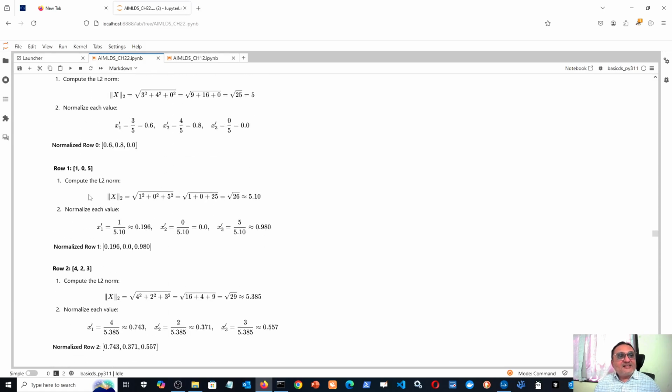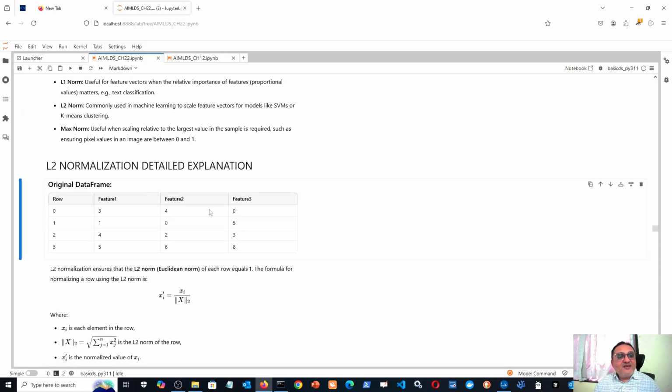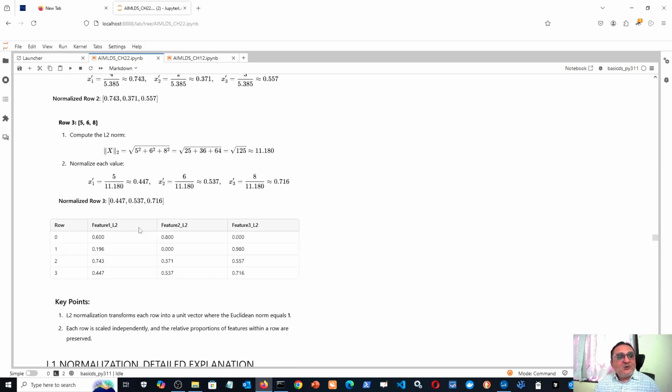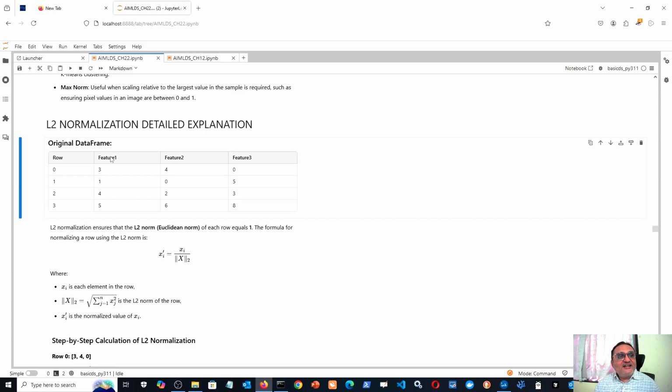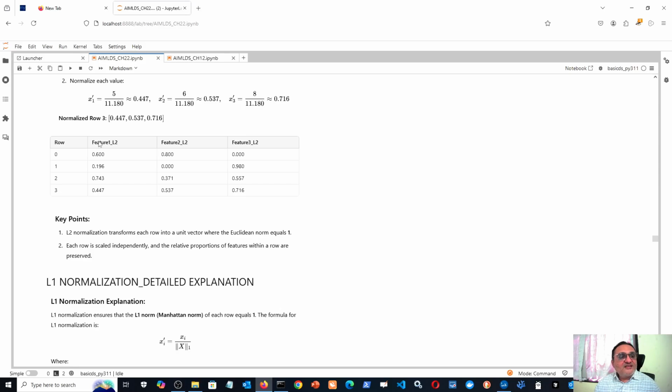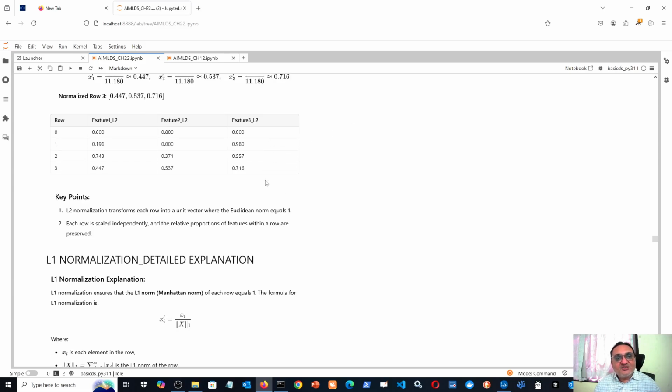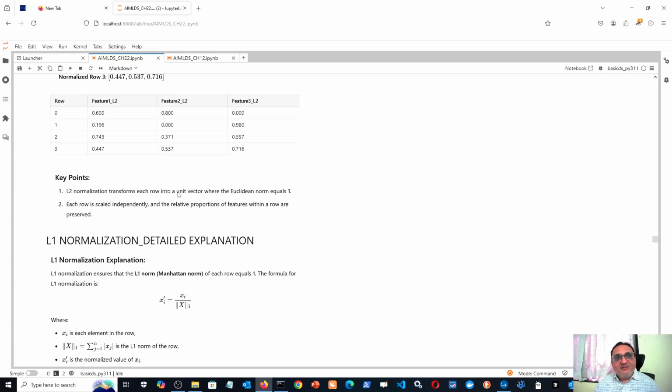So the original data set, which was 3, 4, 0, 1, 0, 5, 4, 2, 3, and 5, 6, 8, has now been converted into this, 0.6 and so on. You can see that the values have completely changed, right? But as I said, whatever the data distribution is, if I plot the KDE plot for this data set and the KDE plot for that data set, they will be exactly the same. Histogram, box plot, everything will be the same. So the nature of the graphs will not change. The data distribution will not change. Only the scales have been adjusted.